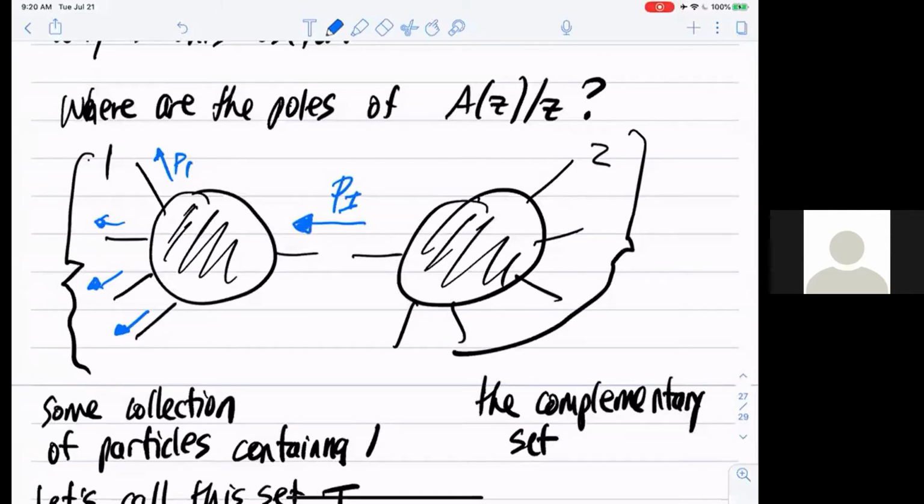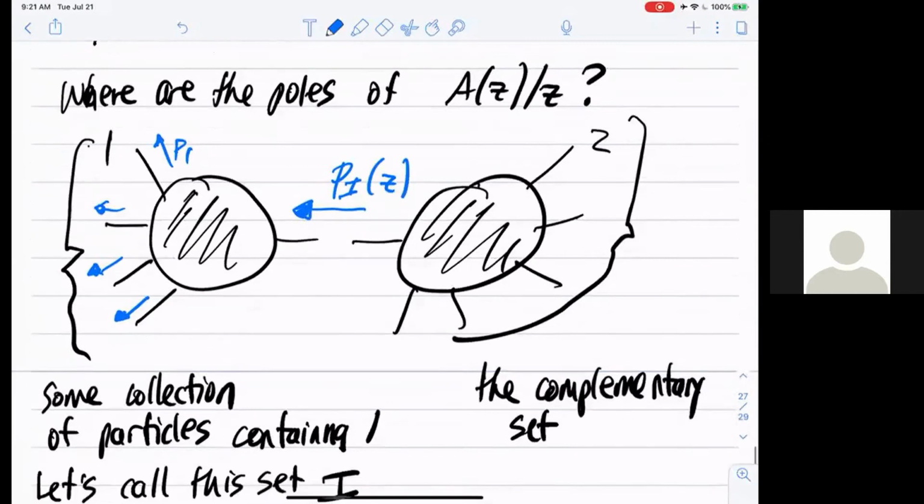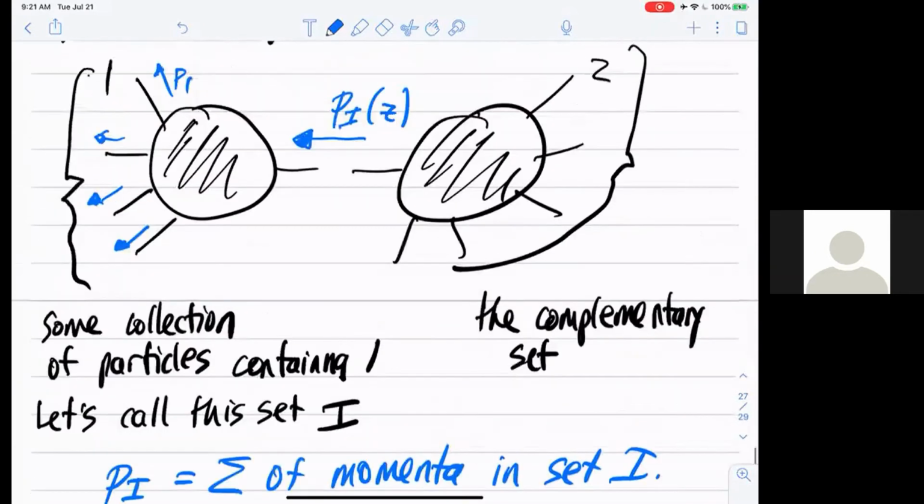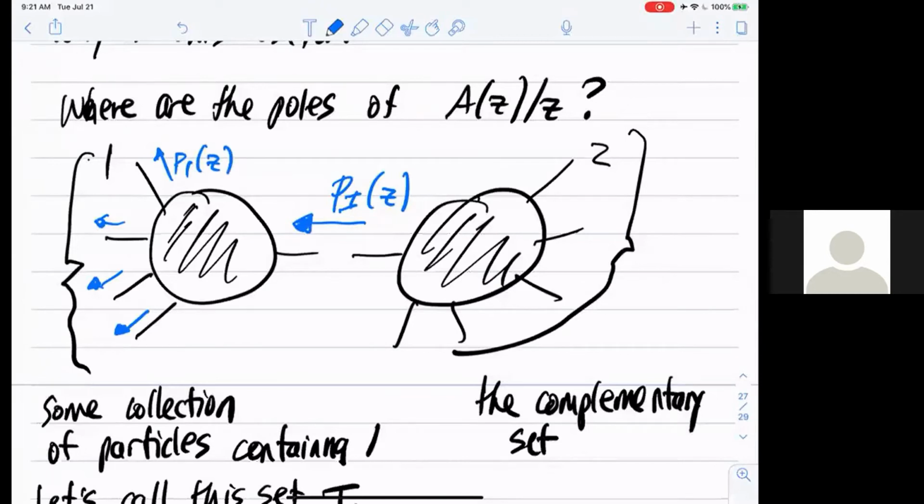So the point is the following, that there are many different factorization channels that you could possibly look at. But the special ones happen when particles 1 and 2 are separated, like here. Because what happens then is that this P_I turns into a function of z. It turns into a function of z in the deformed amplitude because we've shifted the momentum of particle one. As I showed a few moments ago, P1 plus P2 is unchanged by the shift, but each of P1 and P2 separately is changed.